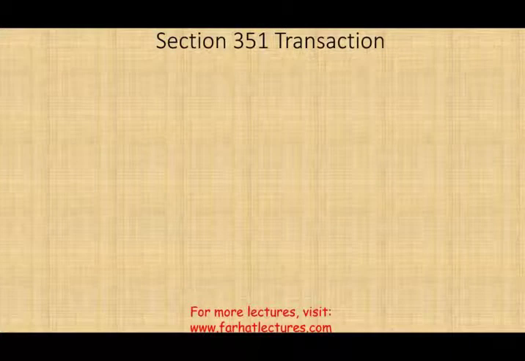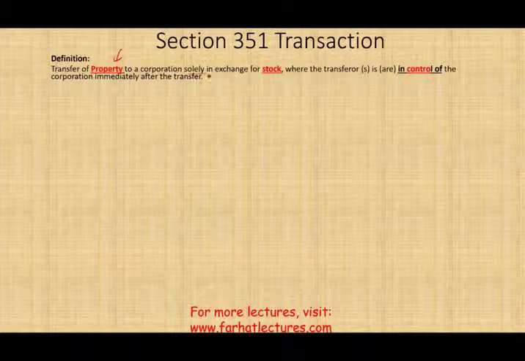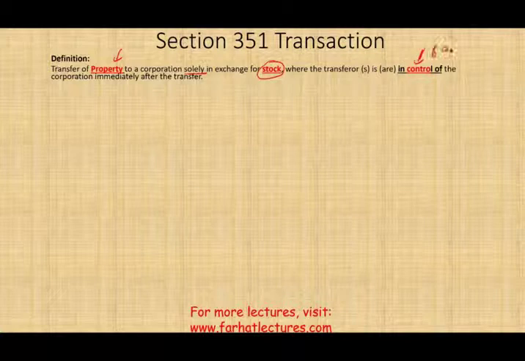Okay, so let's take a look more at the definition of section 351, just to make sure we cover our bases, because I simplified it just to give you the big picture. So what is the definition? Well, the definition of section 351 is the transfer of property, and we have to define property, to a corporation solely in exchange for stock. We also have to make sure we understand what we mean by stock, where the transferor or transferors, which could be more than one, is or are in control, and we define control as 80% of the corporation immediately after the transfer.